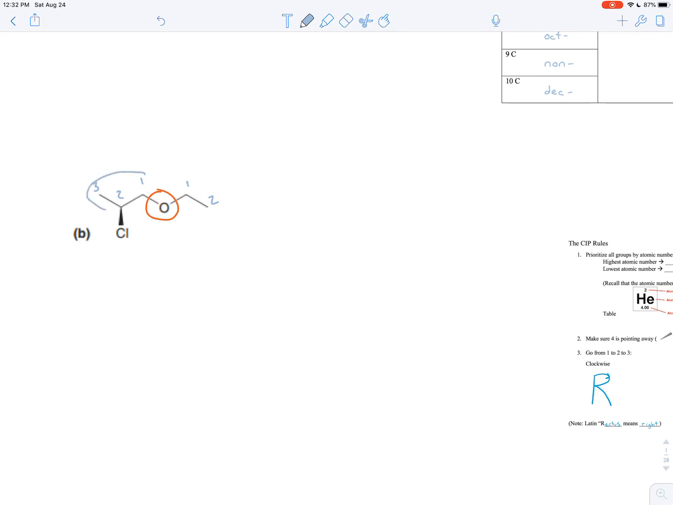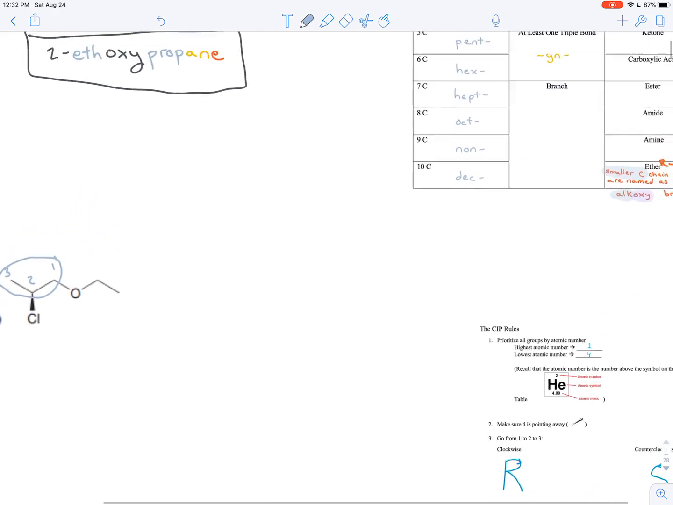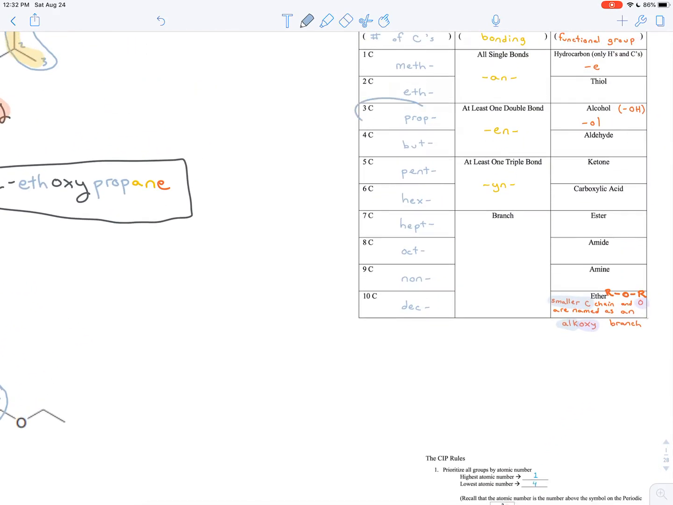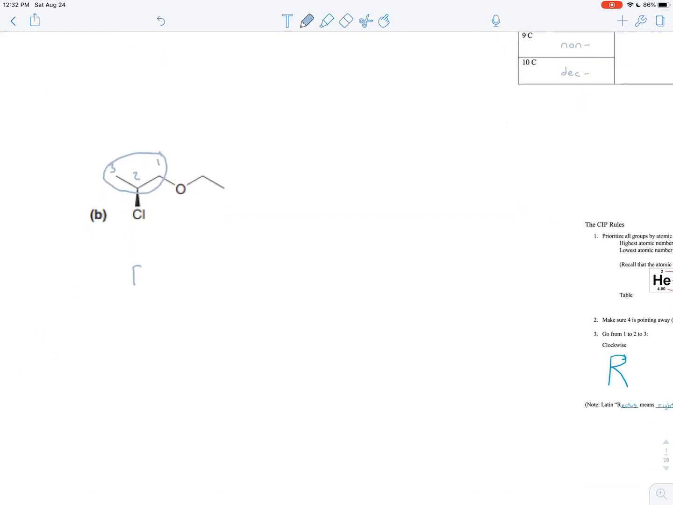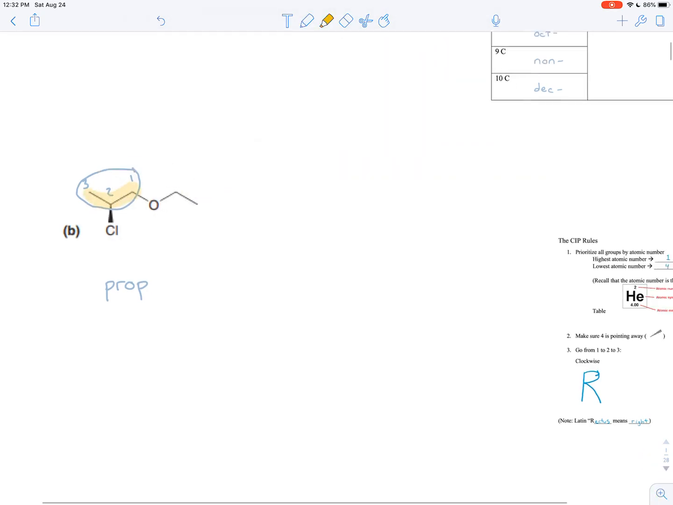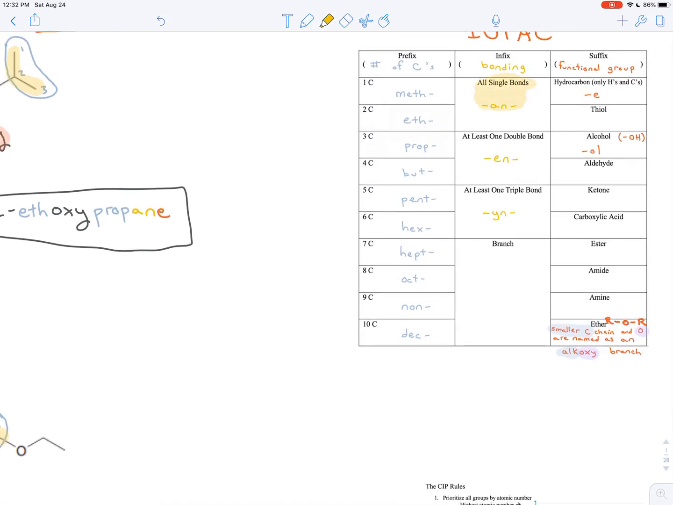So we'll circle just the carbon chain. That's the backbone for this molecule. Before we worry about any of the other things that are not in the circled area, the branches, you want to name the backbone as if it didn't have any branches. So here we have 3 carbons. The prefix for 3 carbons is prop. In that carbon chain, these are all single bonds, and when you have all single bonds, the infix is AN.